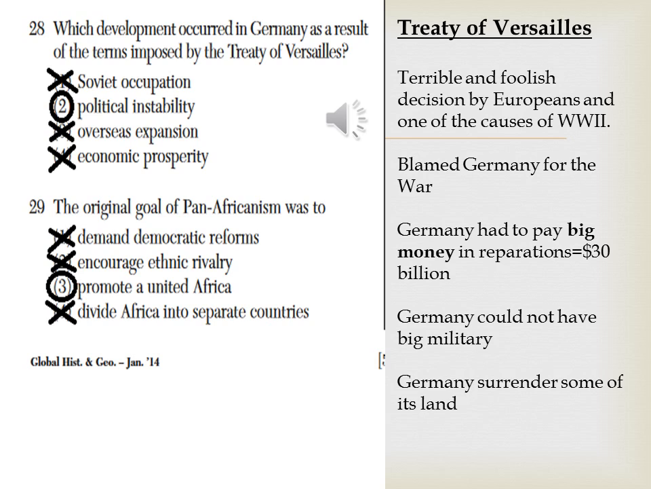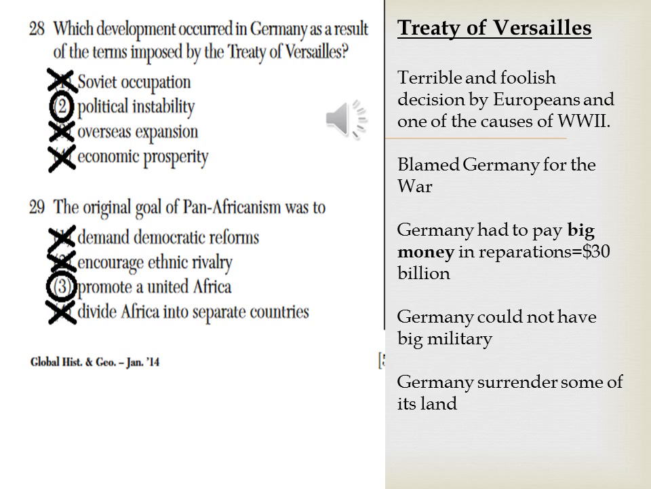Germany could not have big military, and Germany had to surrender some of its land. As you know, a lot of Germans were really, really upset about it. And the economy actually didn't do really well. Partly because of what happened in World War I, but these conditions gave rise to radical elements within the German society, such as the Nazis. Because people were really upset, they were really peed off, so to speak. Nazis found a lot of audience in Germany to whom they could appeal by stating that these terms, the Treaty of Versailles, were unfair to Germany.